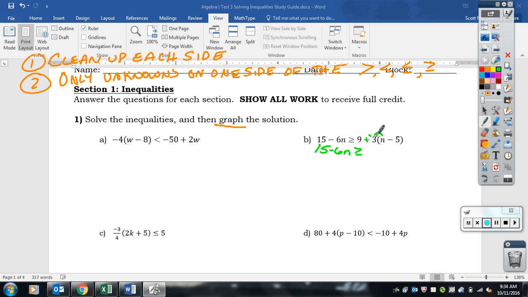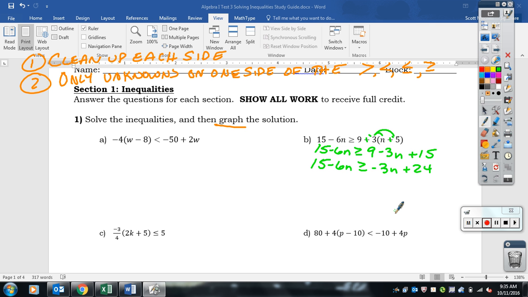So it's distribute, whoosh, whoosh. 9, negative 3 times n is negative 3n, and a negative 3 times a negative. That's not a negative 5, it's a subtraction. Again, keep, change, change. Negative 3 times negative 5 is a positive 15. Still not done because I have more cleaning up to do. Again, the left-hand side is fine, but on the right-hand side we have 9 and 15, negative 3n plus 24.